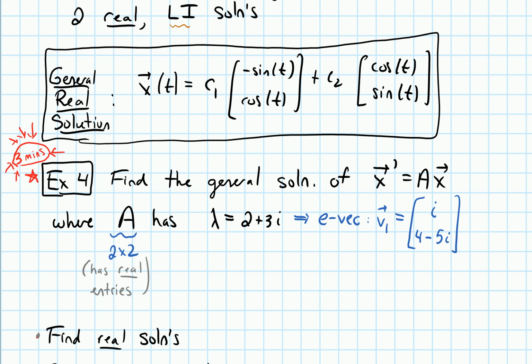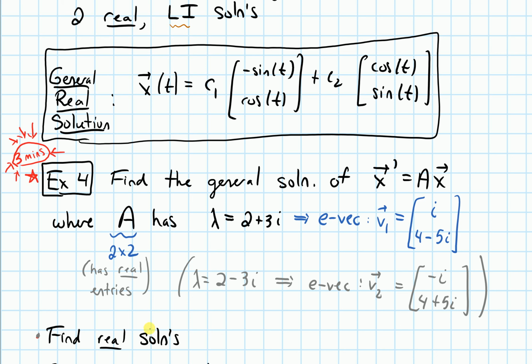If A has real entries, that means its eigenvalues come in complex conjugate pairs. So when we have complex eigenvalues, they will come in conjugate pairs. This means that lambda equals 2 minus 3i is also an eigenvalue. Its eigenvector, which I'm just calling E-vec, v2, would be the conjugate of this eigenvector. So this I would change to a negative i, and in the next entry, the negative 5i would become plus 5i. That would be the eigenvector that goes with this eigenvalue.